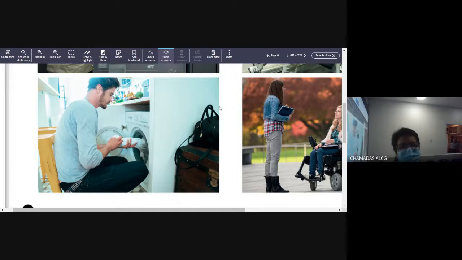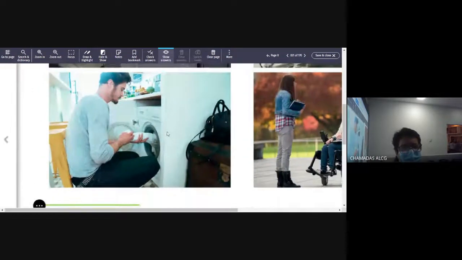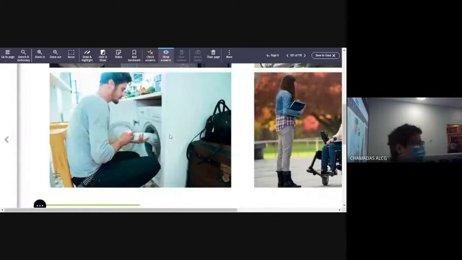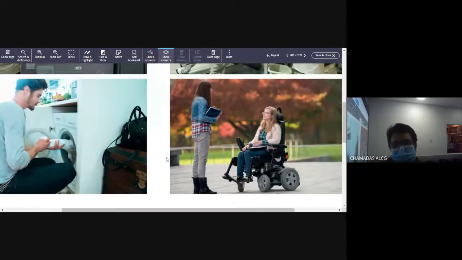All right. So look at this machine here. Very useful, isn't it, guys? Yes, we do need that, right? Washing machine or laundry machine. Yes, and look at this one here too.